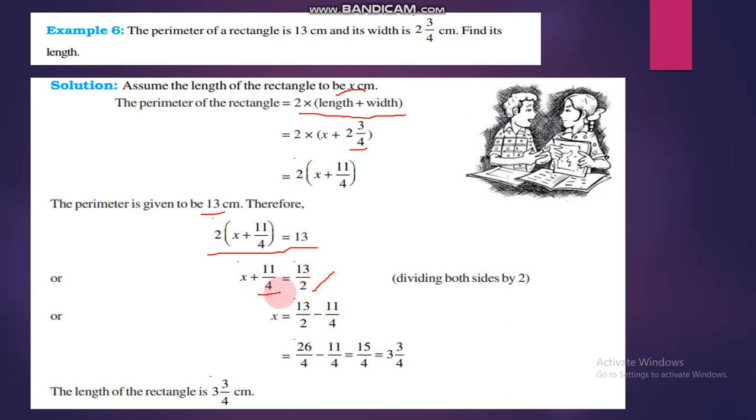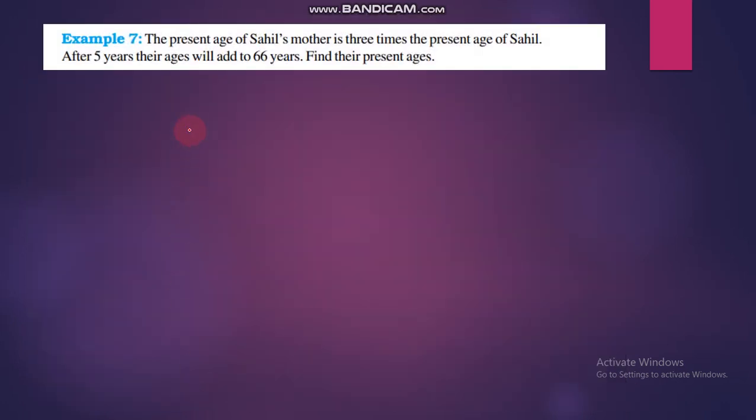Now transpose this 11 upon 4 to the other side. 13 upon 2 minus 11 upon 4. Solve these. Find out the subtraction of these two fractions. You get the answer as 15 upon 4. Convert this to a mixed fraction. We get 3 and 3 upon 4, which is nothing but the length of the rectangle. Okay, let's move on to the next example.